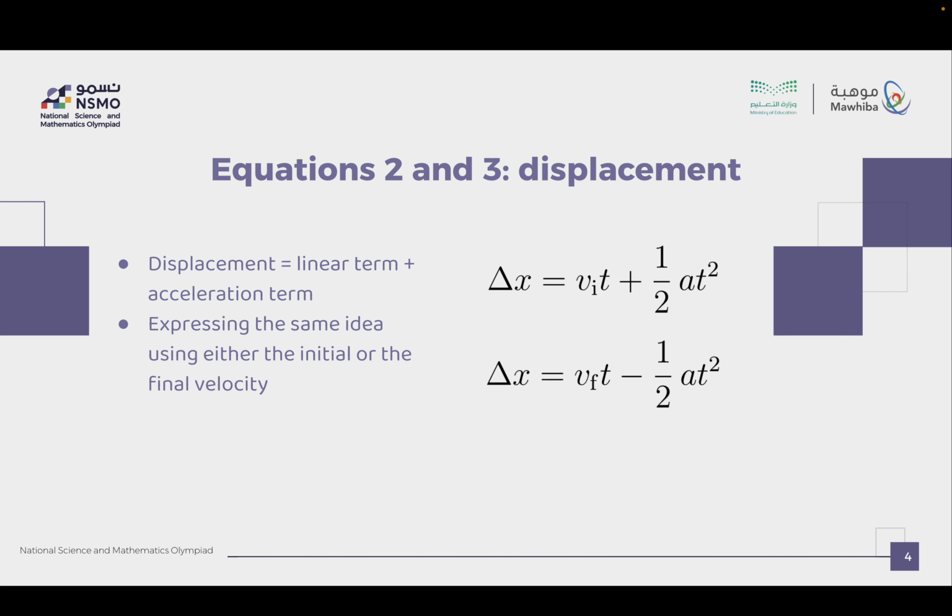The next 2 equations relate to the displacement. In both of them, you can see that the displacement is expressed as the sum of a linear term and the acceleration term. We are expressing the same idea using either the initial or the final velocity. If we use the initial velocity, we have to add the acceleration term. If we use the final velocity, we have to subtract this term.